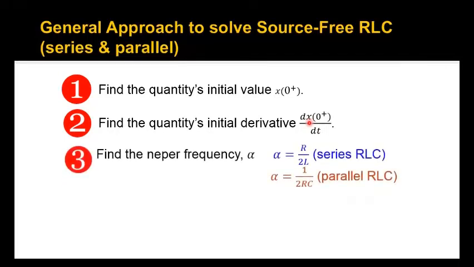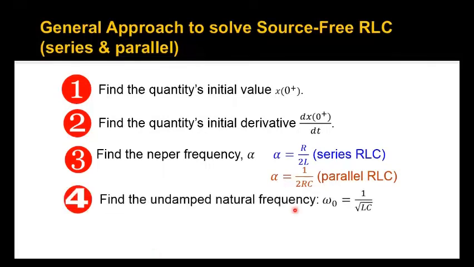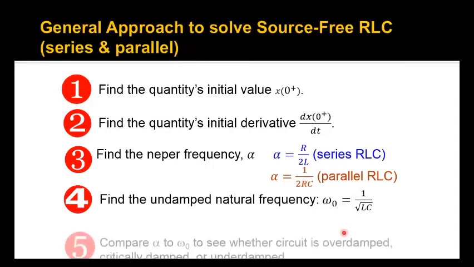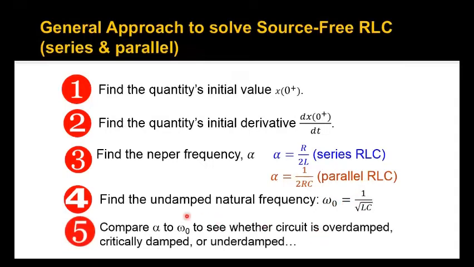The third step is to find the Neper frequency, alpha. Alpha equals R over 2L in a series RLC, while for a parallel RLC, it gives you alpha equals 1 over 2RC. The fourth step is to find the undamped natural frequency, which is omega naught equals 1 over the square root of LC. And number 5, you compare these two, alpha and omega naught, to identify which type of solution you need to analyze.